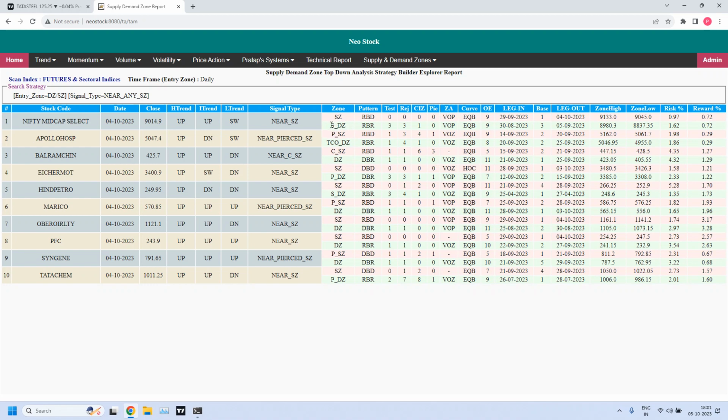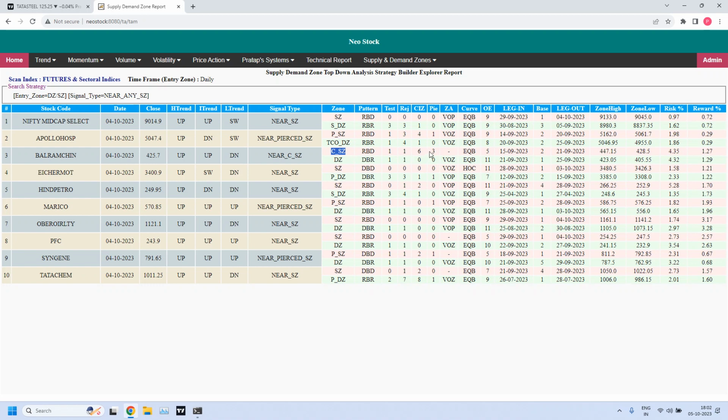Sorry, this is not a supply zone. This is a demand zone. This is also a demand zone. We are looking for supply zones. I'm sorry. So no high liquidity supply. It is not high liquidity. Yes, this is high liquidity, Balaram Chini.